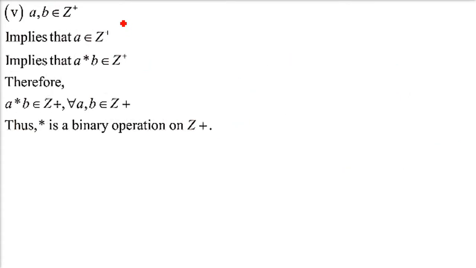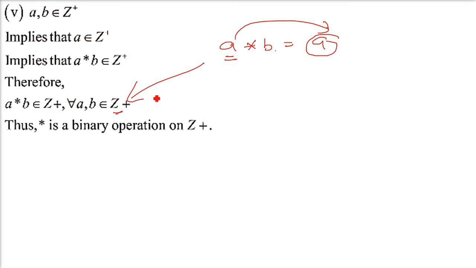Now the fifth one: on Z plus, define star by A star B equals A. Now this is very easy. The basic binary operation definition is that if A belongs to this set and B belongs to this set, then the result of A operation B should also belong to this set. Since A is already belonging to this set, this is a binary operation on Z plus.